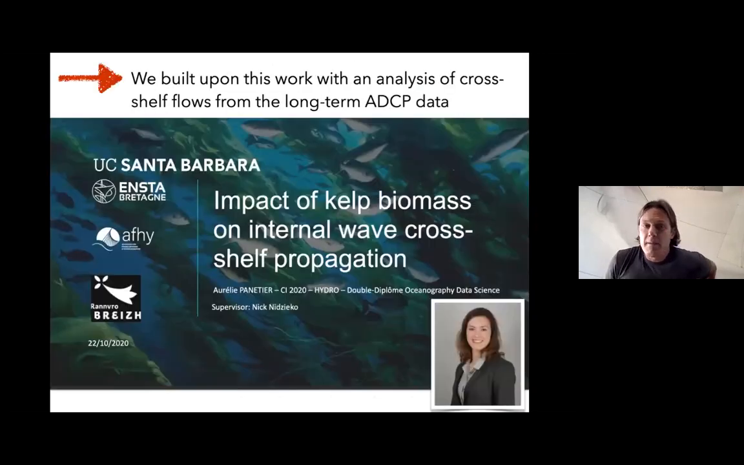Okay, so in the past year, obviously we weren't able to do all the field work we were hoping to, but we built upon some of this work with an analysis of cross-shelf flows from the long-term ADCP data. This is work that was done by Aurélie Panete. She was a master's student at Insta Bretonne.